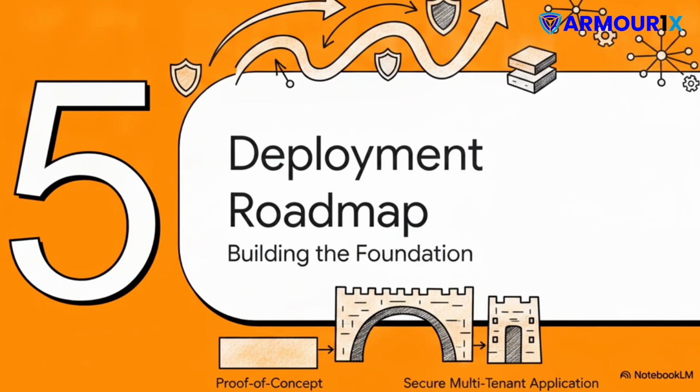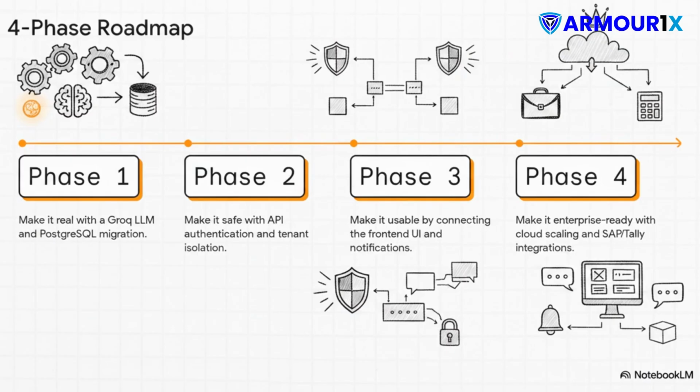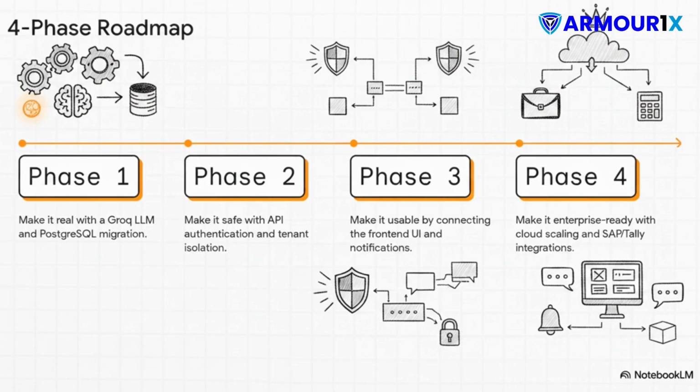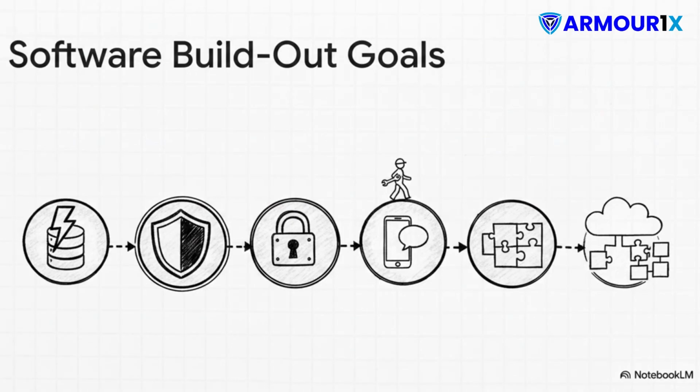And finally, Section 5, the deployment roadmap, where we talk about building the real foundation. To actually get this thing to production, it requires executing a very logical 4-phase roadmap. It's pretty straightforward. Phase 1 is all about making it real. Phase 2 is making it safe. Phase 3 is making it usable, and Phase 4, that's where we finally make it fully enterprise-ready.